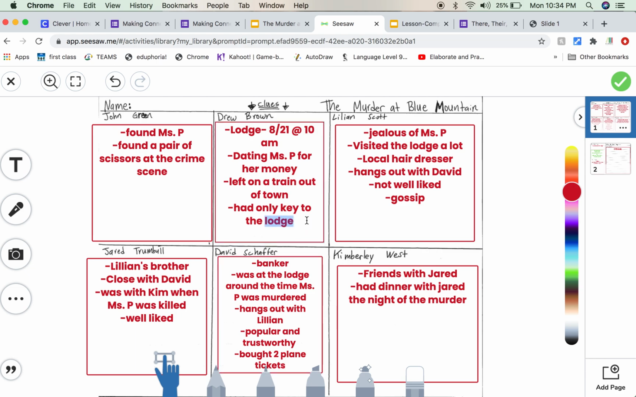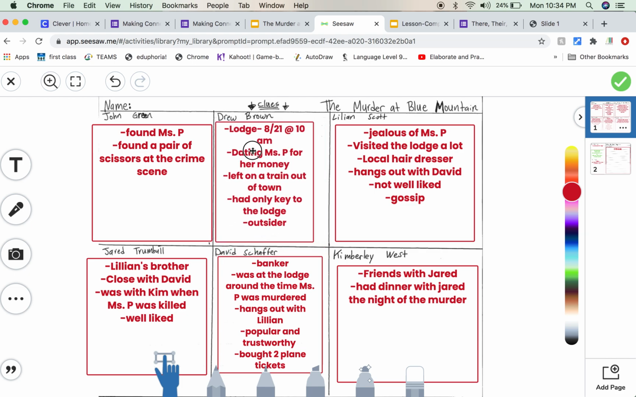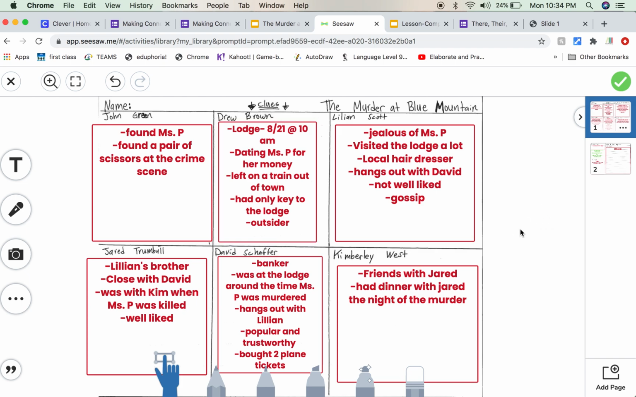Drew, he had just moved to Blue Mountain. So he's an outsider. He's new. So at this time, please write outsider for the new clue for Drew and bought 2 plane tickets for David's new clue. And then pause at this time to catch up on any of the clues. You must have all these clues written down.